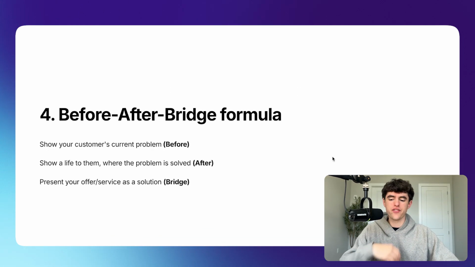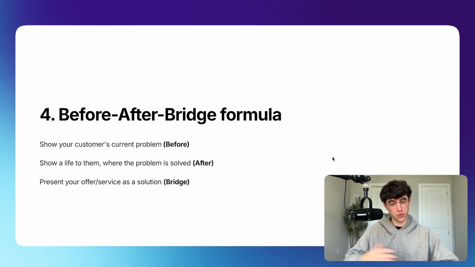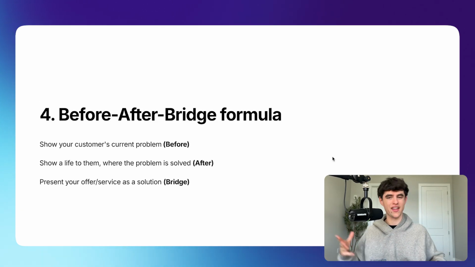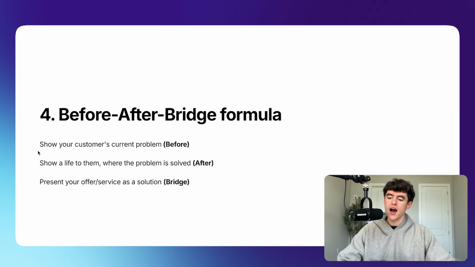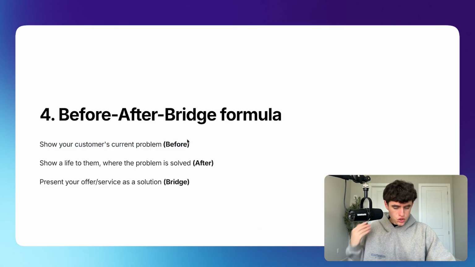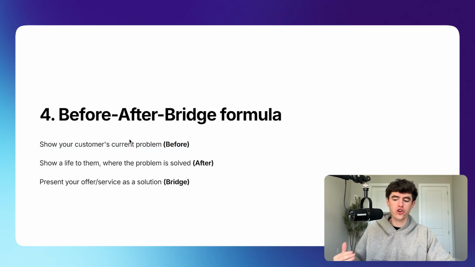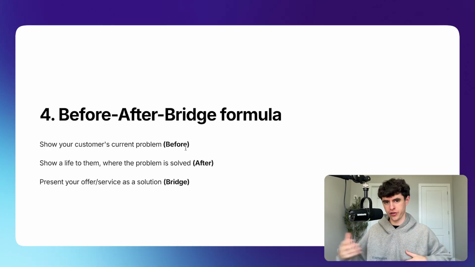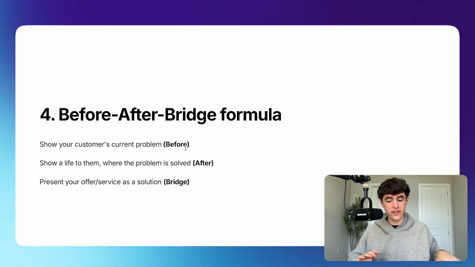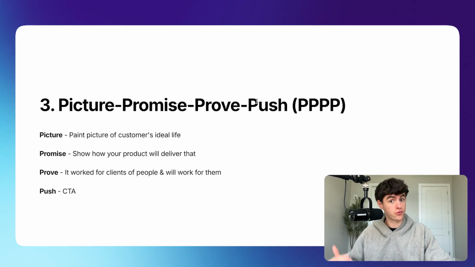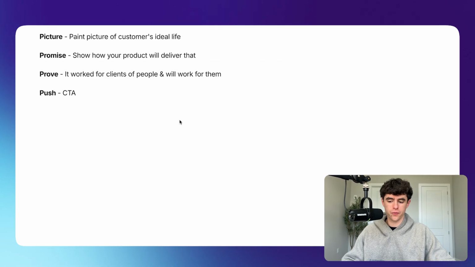Now for number 4, we have the before-after bridge formula. This is one of my favorites. I just naturally write in this way, so it makes the most sense. Basically, what you're going to do is show your customer's current problem, similar to other things we've been doing before. But like we did in the previous framework, the picture, promise, prove, push, we're then going to paint the picture. Okay?